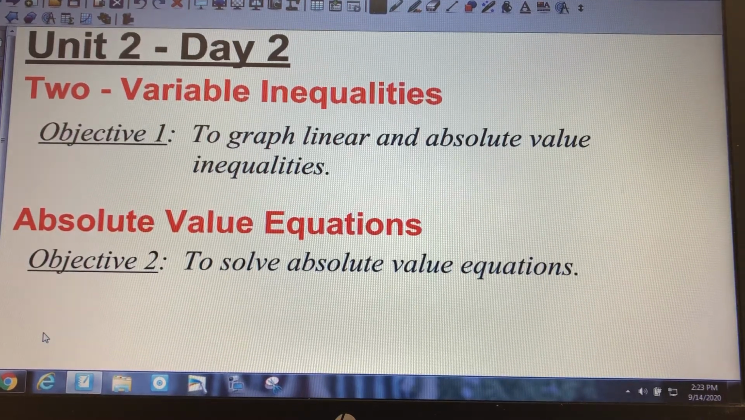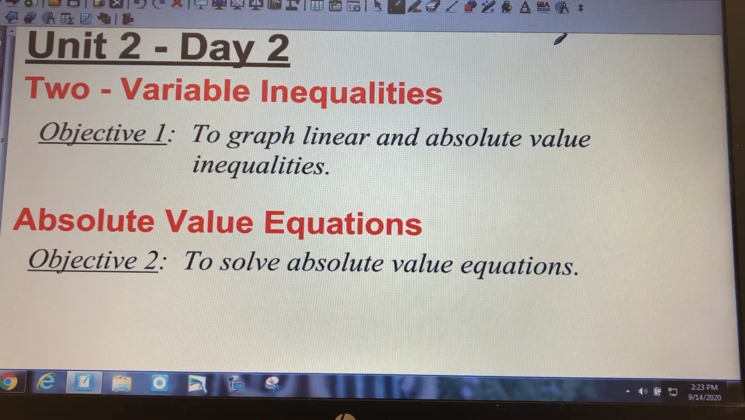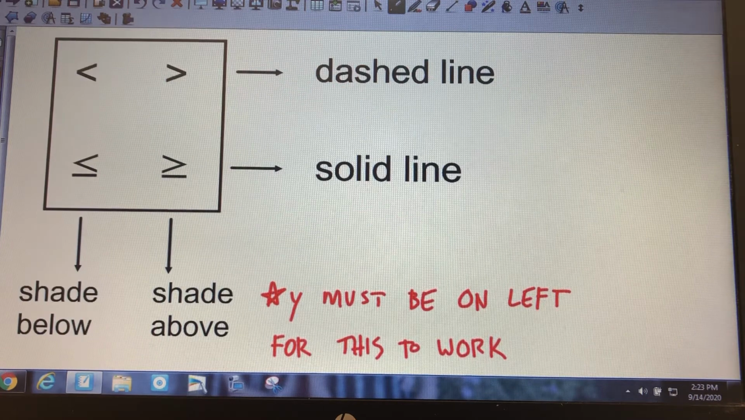All right, today we're going to look at Unit 2, Day 2. Got a couple of things to go here. We got two variable inequalities and absolute value equations that we're going to deal with. So let's look at the inequalities first. So we have four inequality signs that we need to look at.